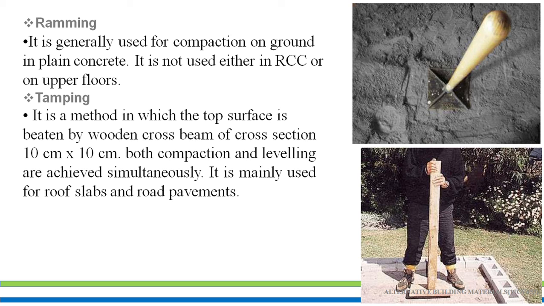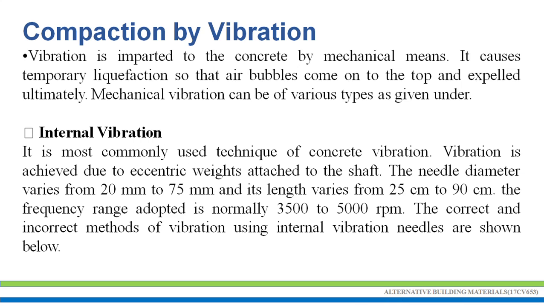Next, tamping. It is a method in which the top surface is beaten by a wooden cross beam. You can see a beam of cross section 10 centimeter by 10 centimeter. Both compaction as well as leveling can be achieved if you are using tamping. This is mainly used for the roof slabs and road pavement.